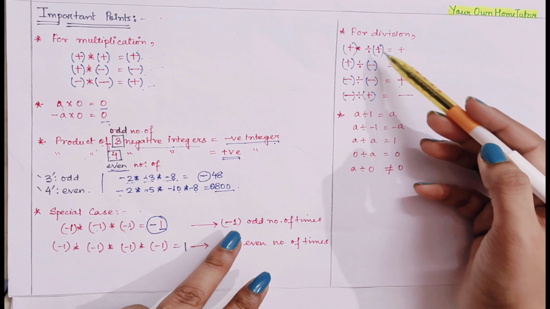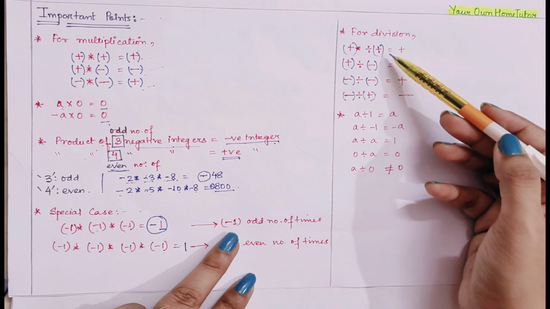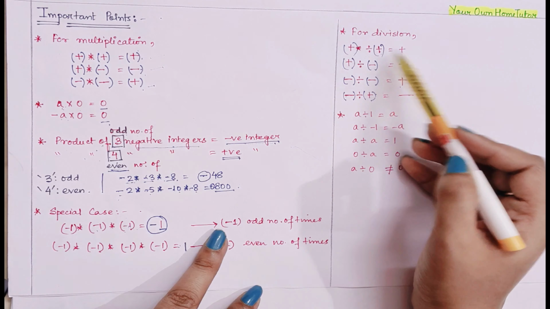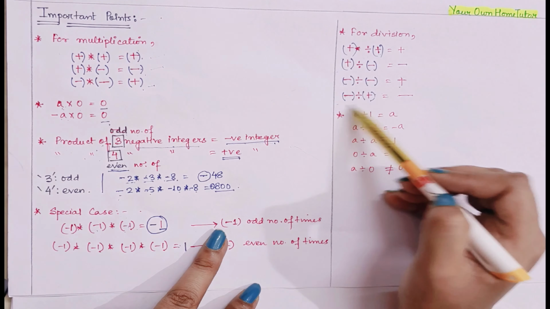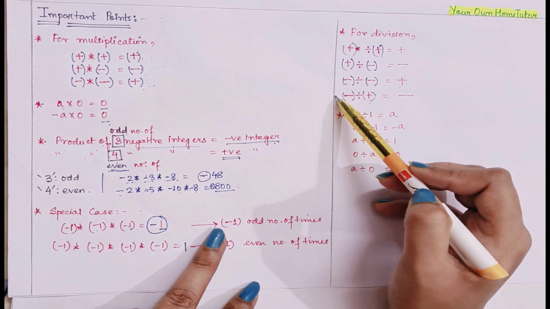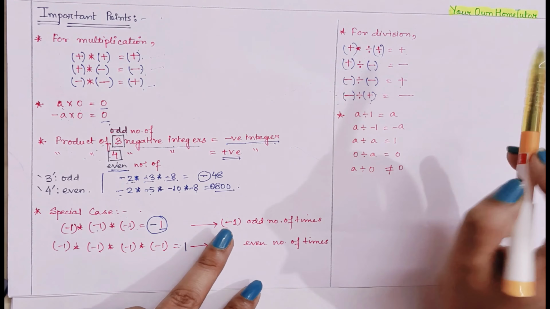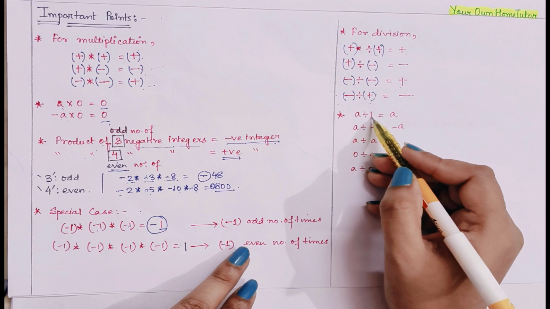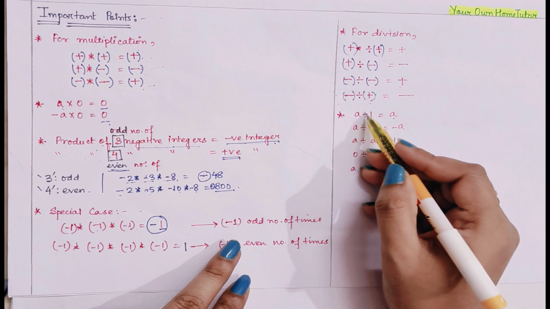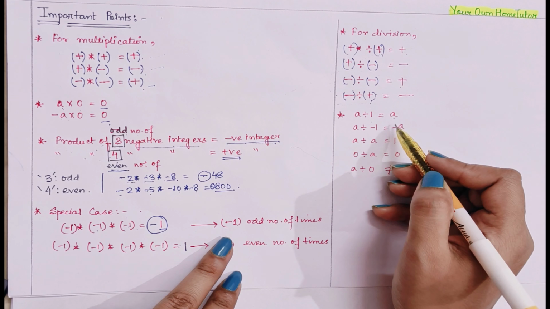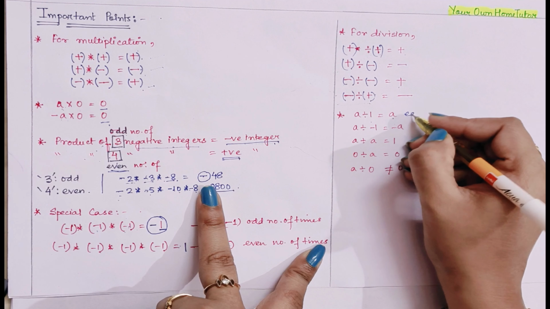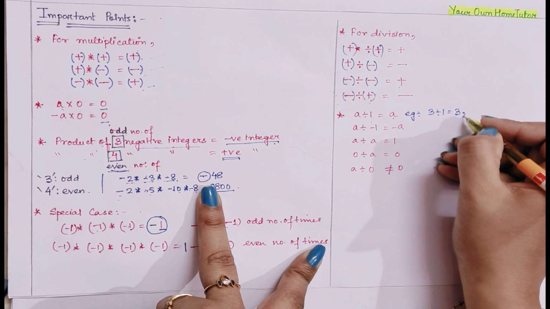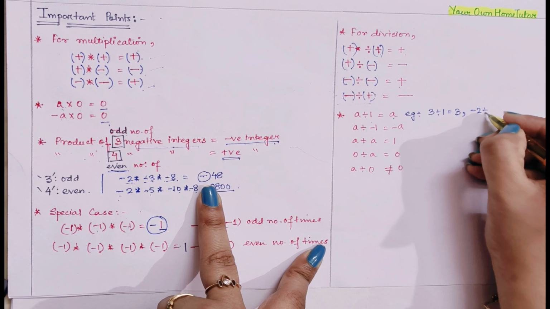In all these cases, you have to divide the numbers simply like we usually do in normal mathematics. Just the sign you have to keep in mind, following these 4 rules, for how we should put the sign in front of the quotient. Now, if A is any integer and it is divided by 1, then we get the integer itself. For example, if I divide 3 with 1, I get 3. Or if I divide -2 with 1, I get -2.